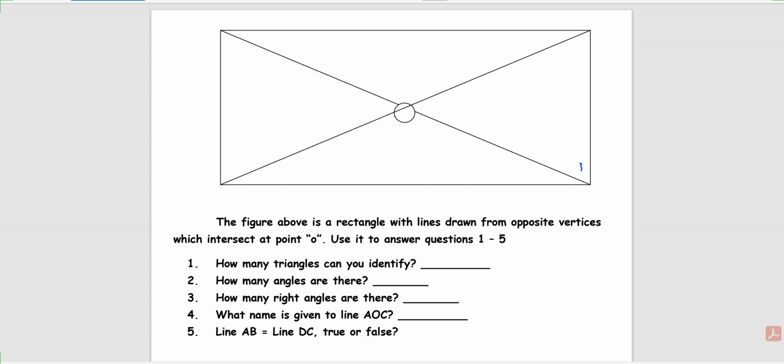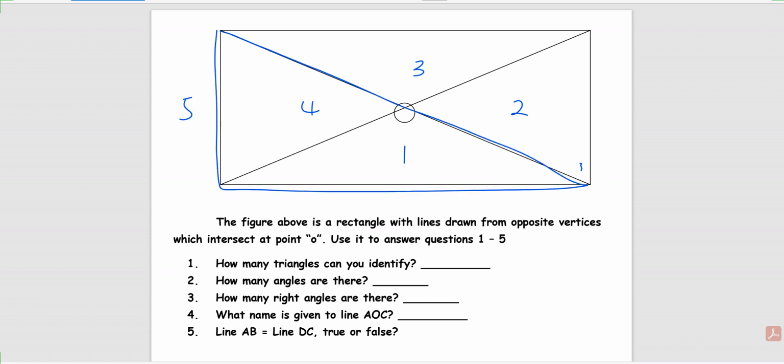Now, for this, the question says how many triangles can you identify? Most people will say 4, but it's more than 4. And how do I know that it's more than 4? This is a triangle, this is another one, this is another one, this is another one. Now, if you look at it this way, this gives you the 5th triangle.